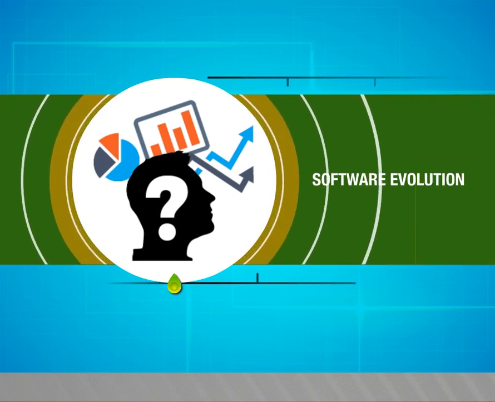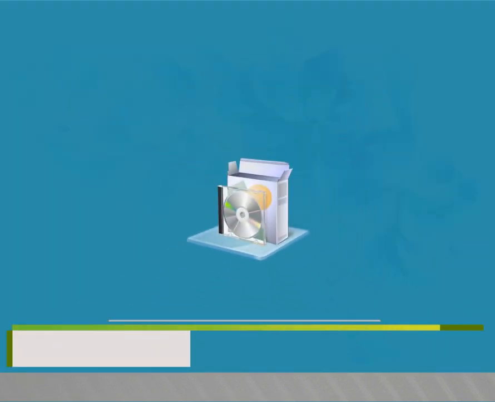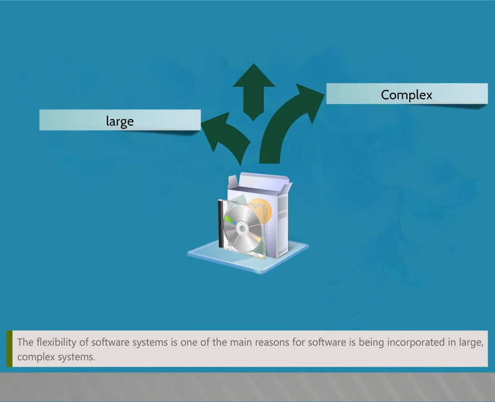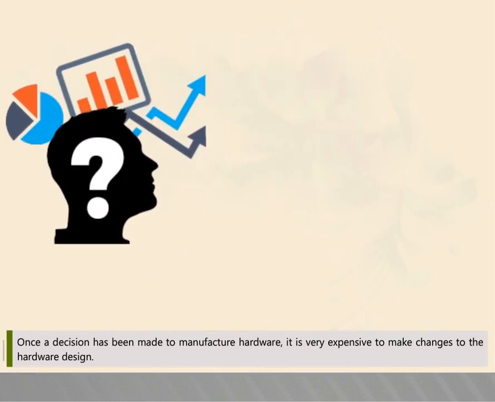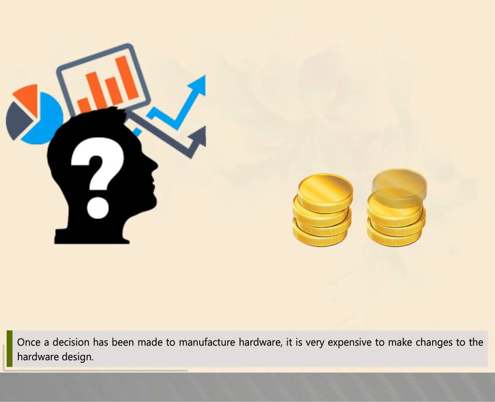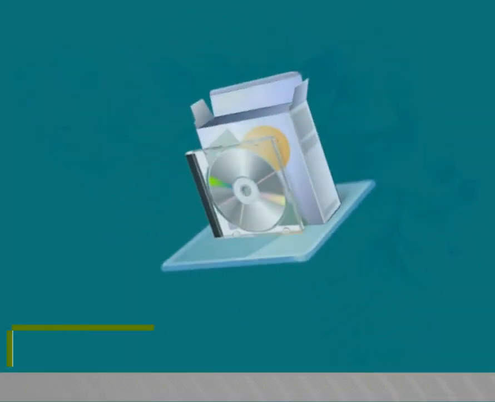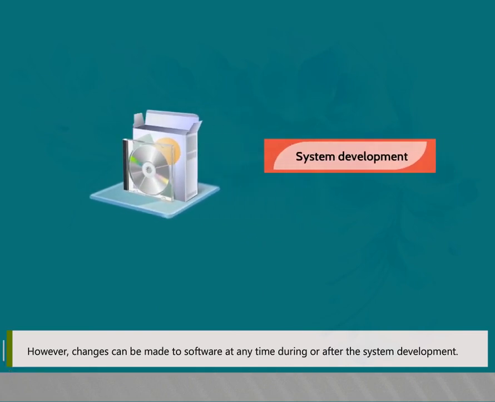Software evolution. In this video, we are going to see about software evolution. The flexibility of software systems is one of the main reasons for software being incorporated in large complex systems. Once a decision has been made to manufacture hardware, it is very expensive to make changes to the hardware design. However, changes can be made to software at any time during or after the system development.